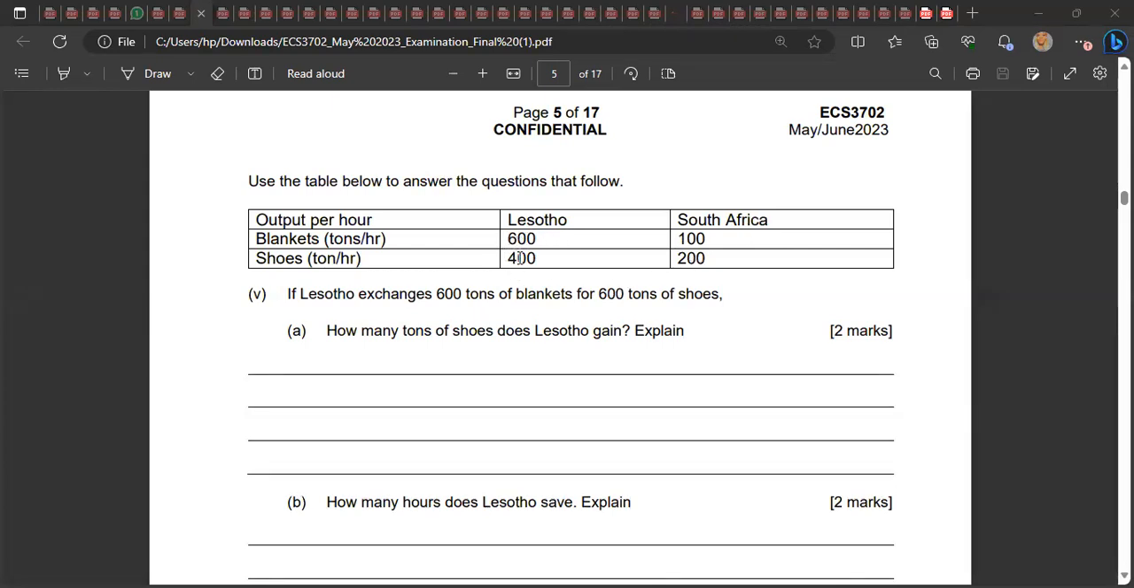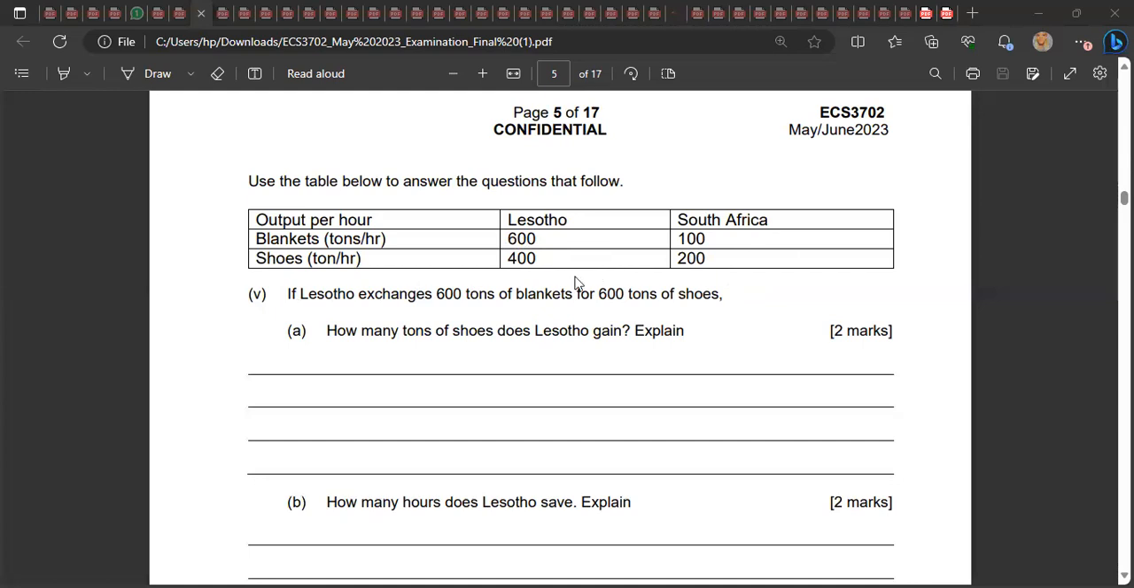All right, so the ratio there is 6:4 and 1:2. So it's 600, 400, and then 100 and 200 in those countries. And then the products or the commodities that we're dealing with are blankets and shoes. So if Lesotho exchanges 600 tons of blankets for 600 tons of shoes, Lesotho is getting shoes, right? And they're giving off blankets, right?